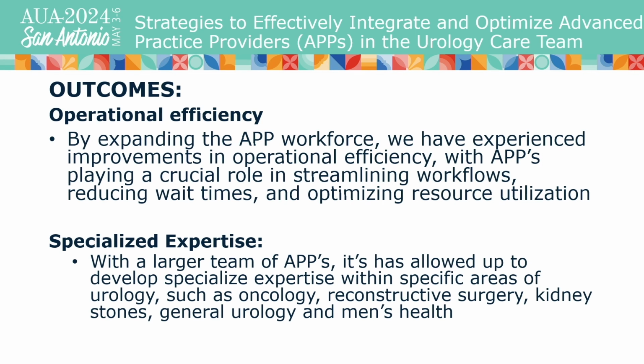So what are our outcomes from all this? We started with all these objectives of understanding the barriers that we had due to these high patient volumes. And so by expanding our APP workforce, we have experienced improvements in operational efficiency. We've streamlined our workflows, and our Press Ganey scores have improved. Our new patient wait time, at one point, we were about 4 to 5 months out for new patient visits, and now we've gotten it down to 4 to 6 weeks.